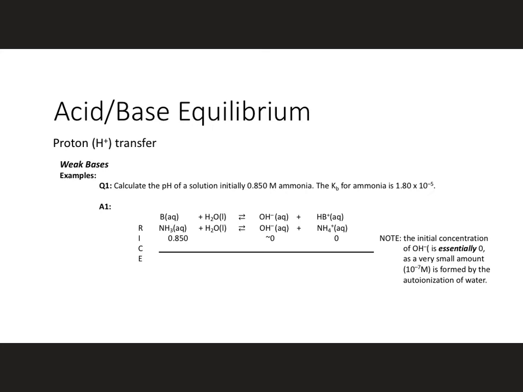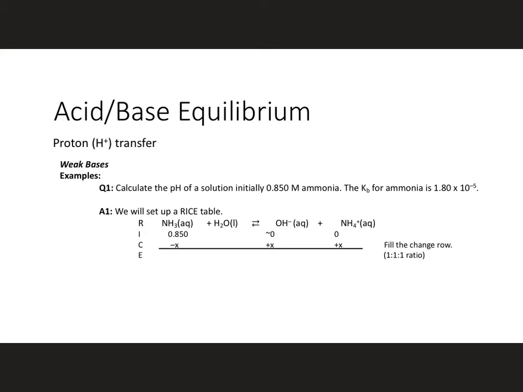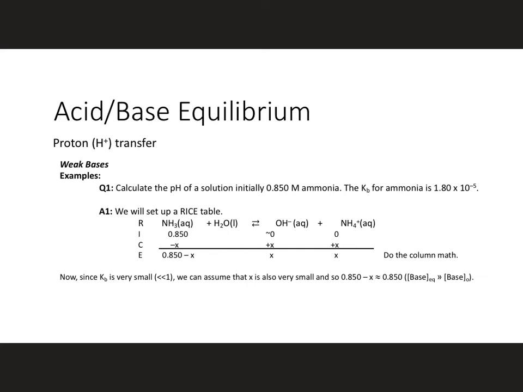We put our initial values in. Ammonia is 0.85. Hydroxide is essentially 0. Ammonium is essentially 0. Check my note out here on the side again. Our change row, once more, it's in a 1 to 1 to 1 ratio. So minus x here, plus x here, plus x here. We do the column math. This is 0.85 minus x, this is x, and this is x.